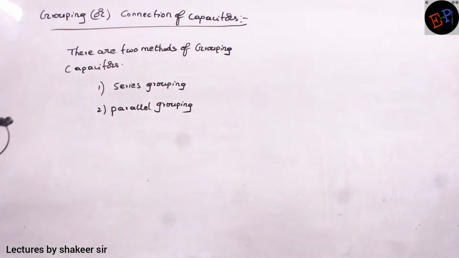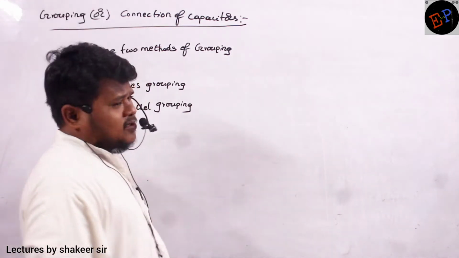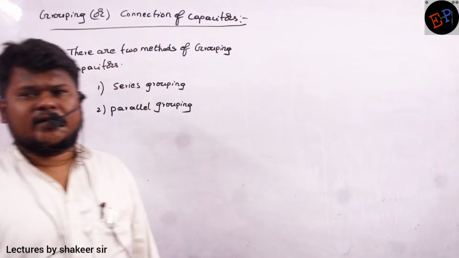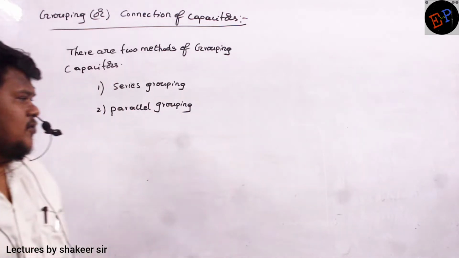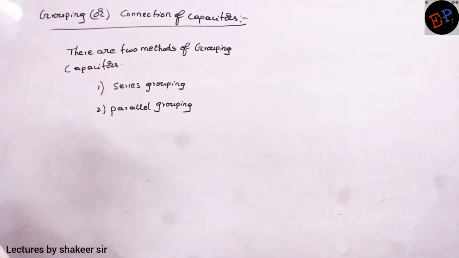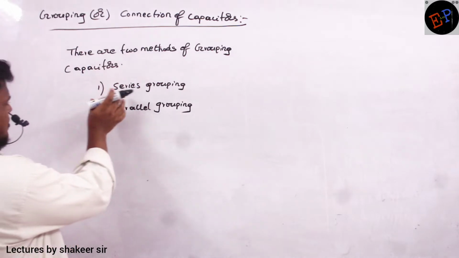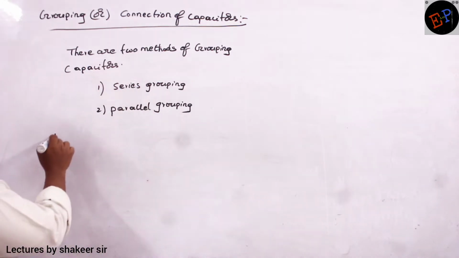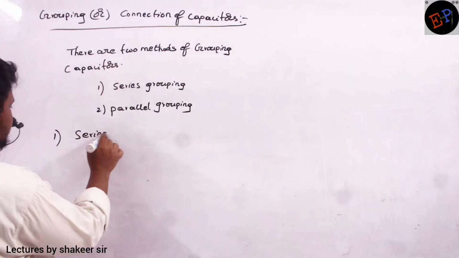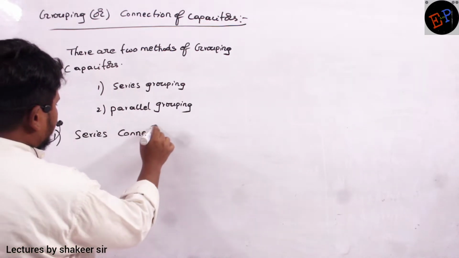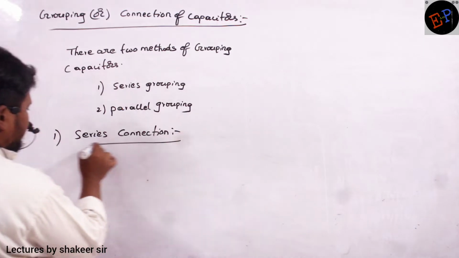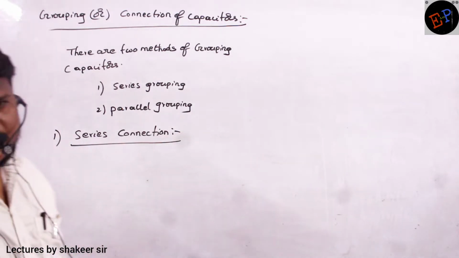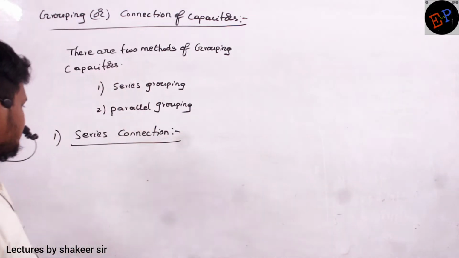So next topic is connection of capacitors, or you can call it grouping of capacitors. We can group capacitors in how many methods? First one is called series grouping and second one is called parallel grouping. First one we will study about series connection. So what is meant by series connection? Already you should have studied previously, no? What is meant by series connection?